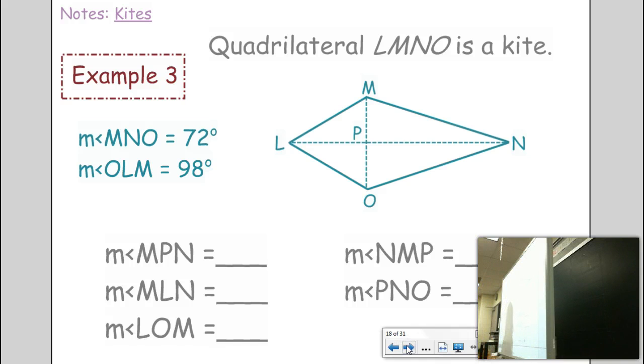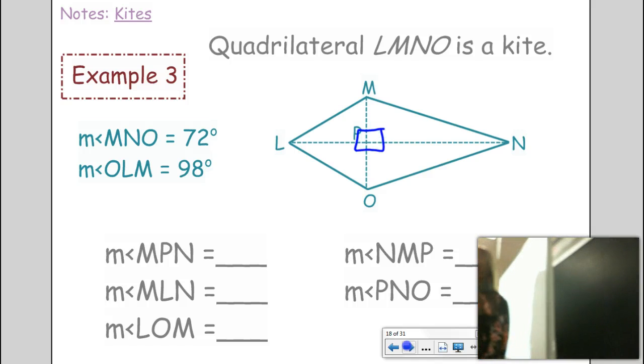Next one. We're doing good. We're almost done. Label your picture. That's the first step. What did I tell you to do first on every kite? Yep. Put the quadruple 90-degree angles. The quad of 90s. Start working the problem.